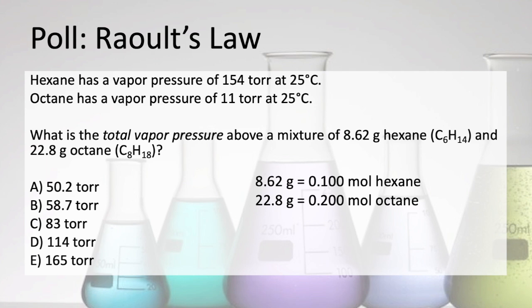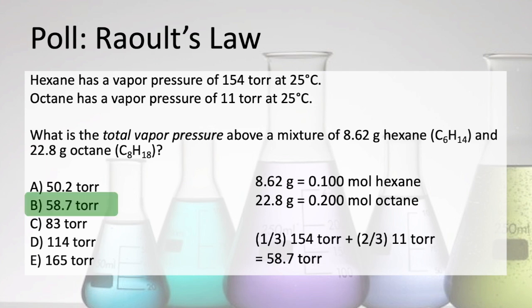So our total moles is 0.3, and we'd have 1/3 as our mole fraction for hexane, and 2/3 as our mole fraction for octane. So if we substitute that in, 1/3 for hexane, our chi for hexane, times the original vapor pressure of hexane, plus 2/3, which is our chi for octane, times the original vapor pressure of octane. And when we add those together, we get 58.7 torr.